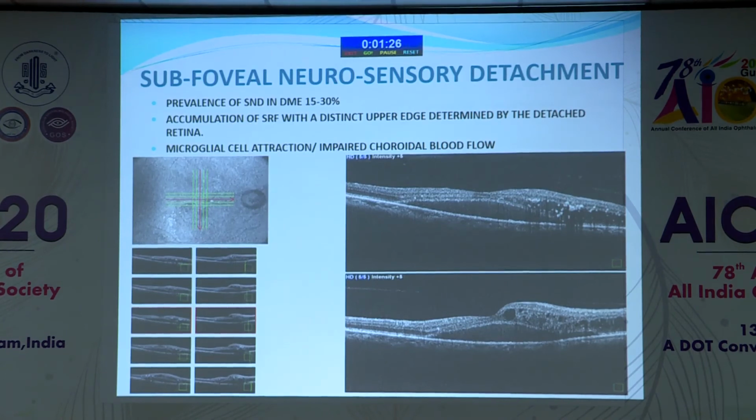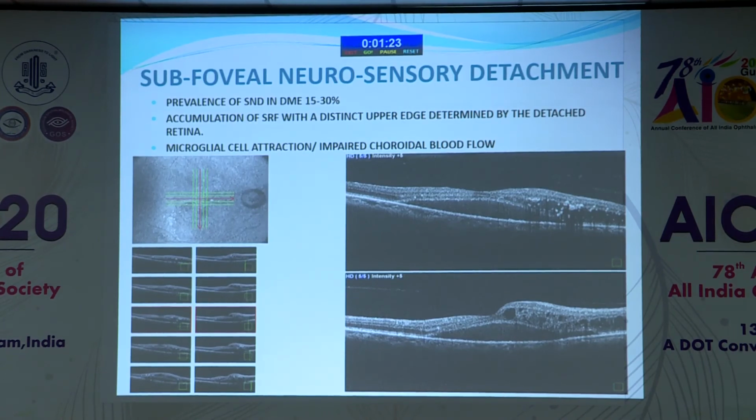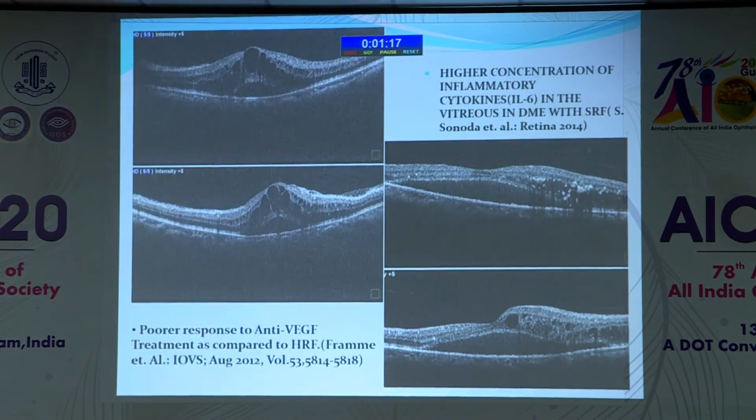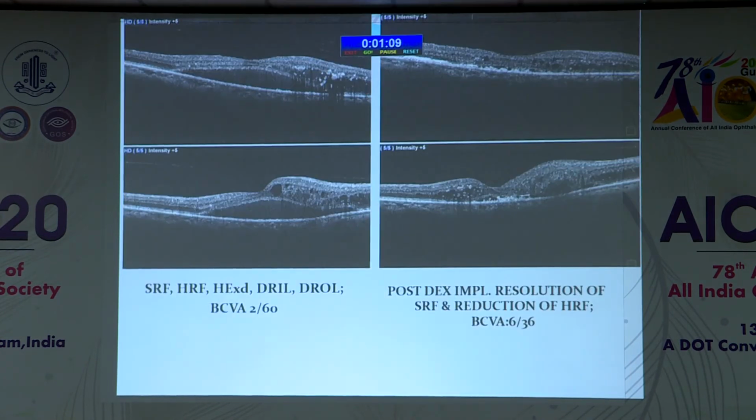And here's a subretinal neurosensory detachment. This is because of the microglial cell attraction and impaired choroidal blood flow. A higher concentration of inflammatory cytokines, interleukin-6, has been found in these cases. So this is another mixed case, SRF with hyperreflective dots, with a BCVA of 2/60, which improved after Ozurdex injection to BCVA 6/36, and we see the response to the biomarkers.